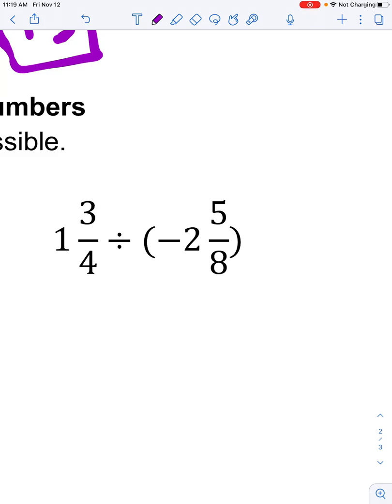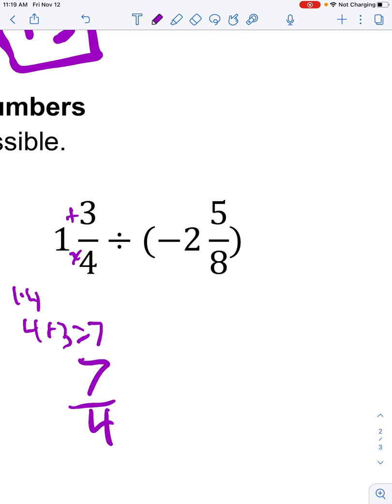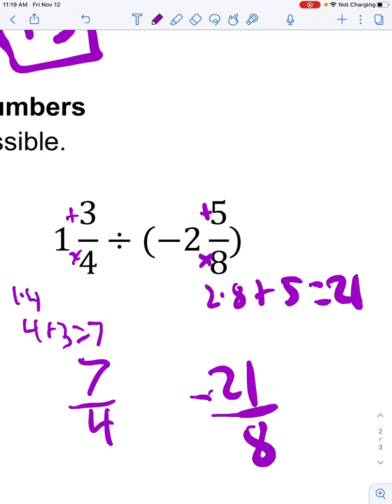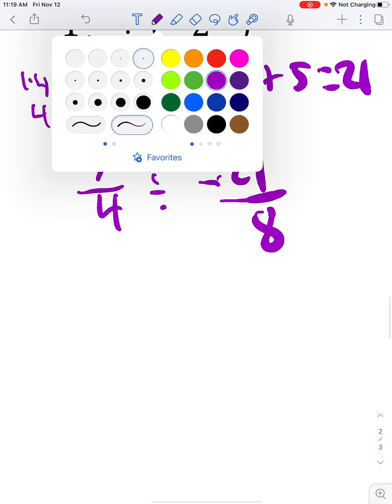Okay, so again, a couple ways to do this. I would recommend turning it into an improper fraction. So 1 times 4 plus 3. 1 times 4 is 4, plus 3 equals 7. So this is like saying 7/4. Negative 2 times 8 is, well, let's do the negative later. So 2 times 8 is 16, plus 5 is 21. So this is going to be negative 21 over 8.